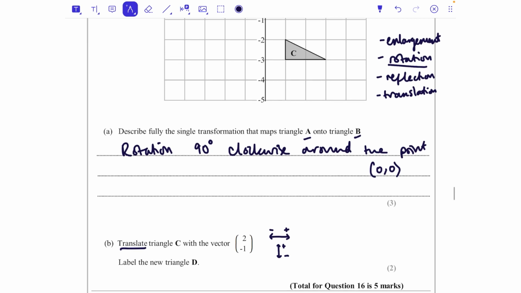Now looking at C, if I want to go 2 to the right and 1 down, I can pick any point I like. I'm just going to pick this point, and I'm going to go 2 to the right and 1 down. And that point is now going to go there. So when I'm drawing the shape, I want to make sure that if this is the point I'm starting from, that is the same point from where we've got to. So that's the bottom right hand corner of the shape, and so it would go there like that, and that would be D.